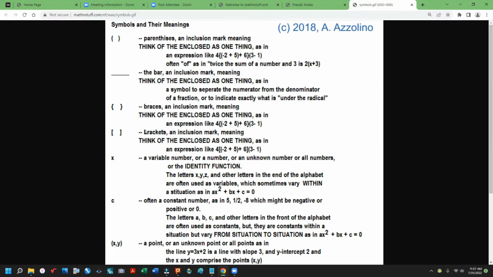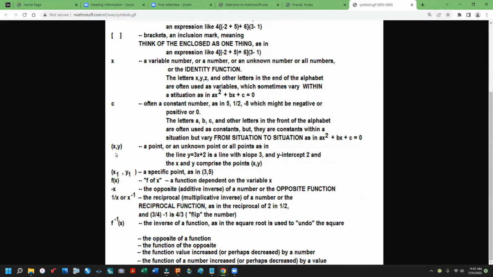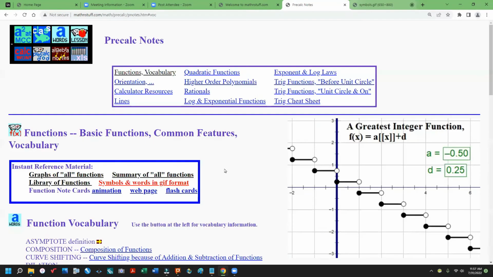Order of operation, inclusion marks, the symbol for a point, the symbol for a specific point. Again, all this is ready reference, just so it's there. More information is here. That's all I want to do with the Precalc. No, true, not false, not true.